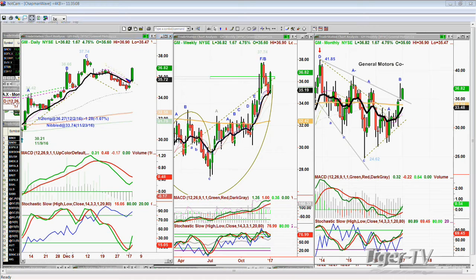So now let's look at this. And there's the Chapman wave. That's that pattern that I talk about, the breakout pattern right there, if I can just get this darn thing to work. So General Motors, we had a beautiful position at 33.74. I didn't want to risk it. We had another one at 36.27, which was taken out for a small loss.